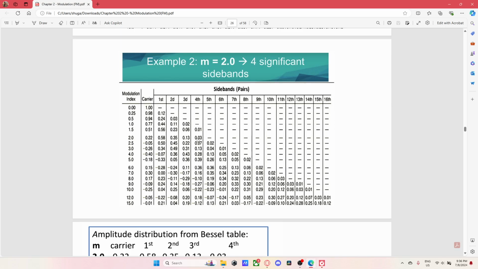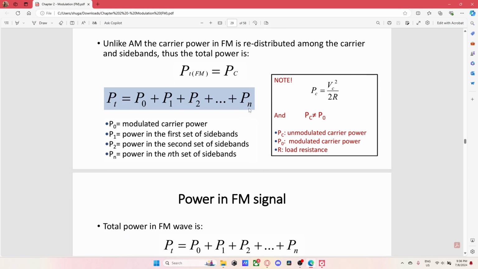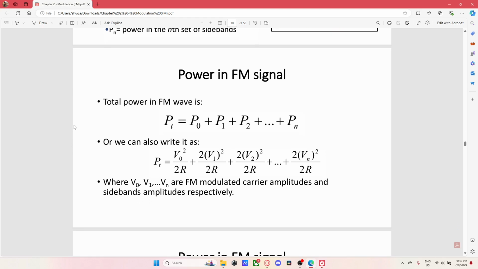And if it's the fourth one, then your P should go until P4 instead of Pn. So the value of N here is determined by the number of sidebands in your modulation index. For example, this is your total power in FM, PT equals P0, P1, P2, and so on. The equation for P0 and P1 is in parallel with the bottom one.